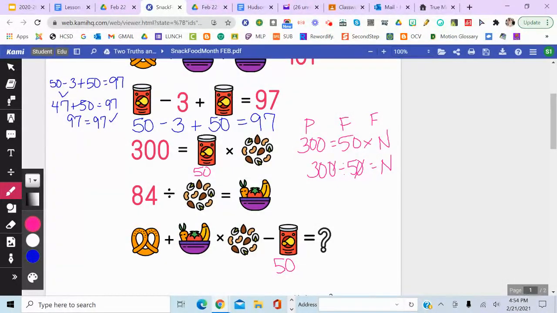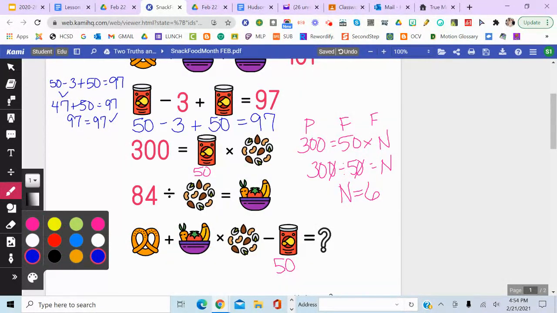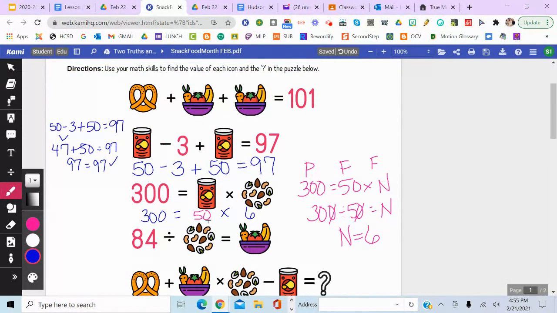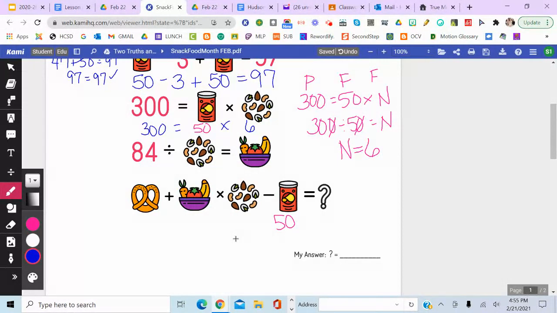If I take the zeros off, it makes my life a lot easier. So 300 divided by 5 tells me that n is equal to 6, which means our mixed nuts value is 6. So I get 300 equals 50 times 6. And that tells me that wherever I see mixed nuts in any of the other number sentences, I can write the number 6.